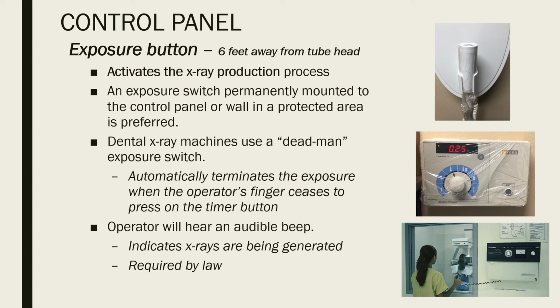So locations, they can be in several places. It can be away from the tube head. It can be on the control panel. It can be on a long cord. Or there are some machines with a remote controlled exposure button. So again, the operator should be at least 6 feet from the source of radiation.